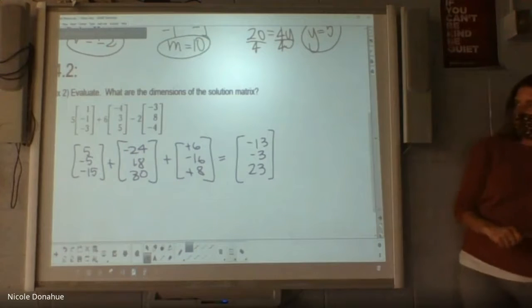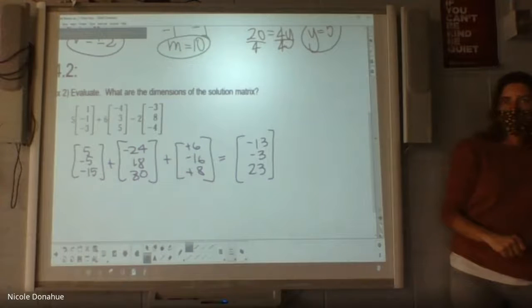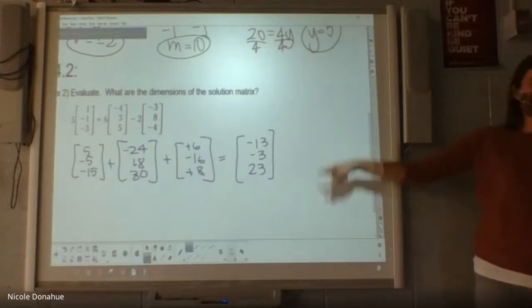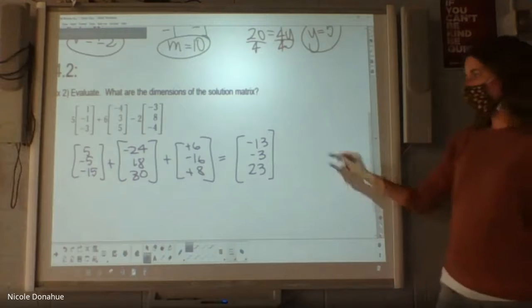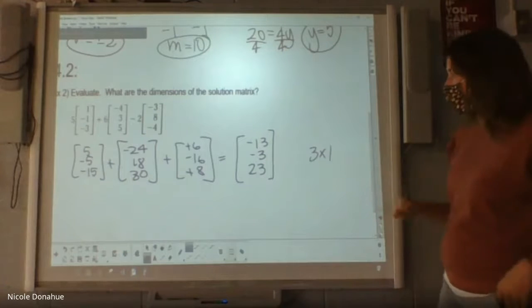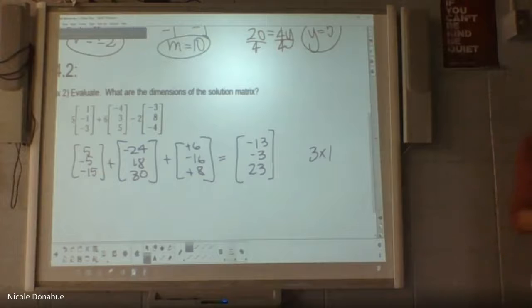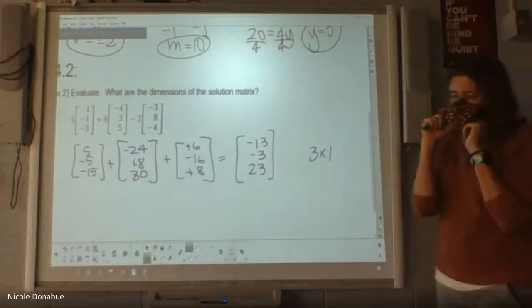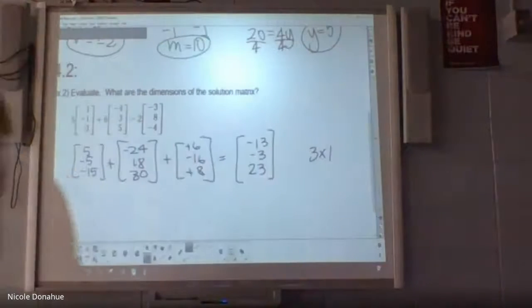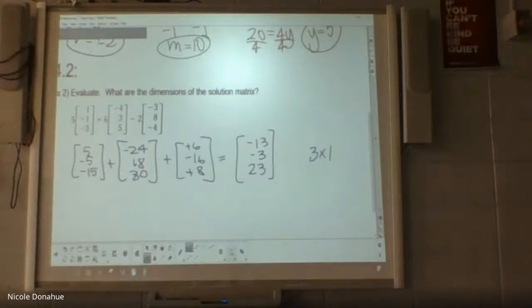Guys, check my work here. Did you guys get this? Yeah, okay. What are the dimensions of this matrix when you're done? Yeah, Ethan? 3 times 1. 3 by 1, yep, so it's 3 rows by 1 column. Being able to write the size of the matrix, actually I think that was one of the more missed questions last year on the test, because I think we didn't practice it a ton, so make sure you guys are comfortable with that dimension.